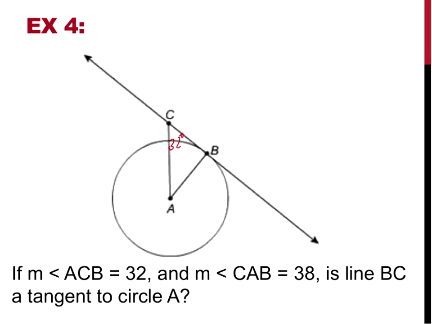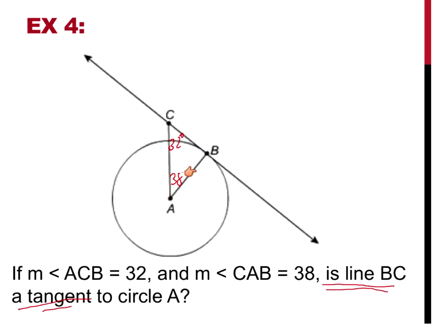ACB is 32. So that's right in there. And the measure of CAB is 38. CAB, 38. Look what the question's asking. Is the line tangent to the circle? They're not telling me it's tangent. They're asking us, is it tangent, yes or no? What does this angle have to be for it to be tangent? It would have to be 90. So the question is, is this 90, yes or no? And we got to figure that out. So is this 90, yes or no? And that will answer my question.